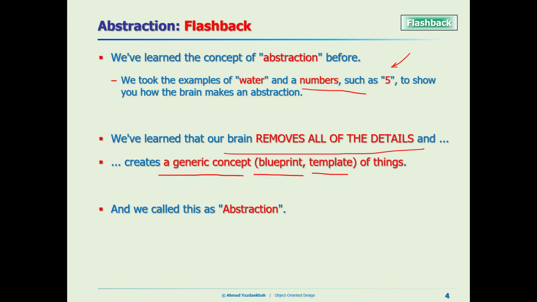So when we say five, it doesn't mean five, let's say, balls, for example, or five glasses of water or pencils or whatever, right? It's just a concept of five. And we call this procedure abstraction. Okay, so in this lecture, let me add another example to show you how we use abstraction in our social life.